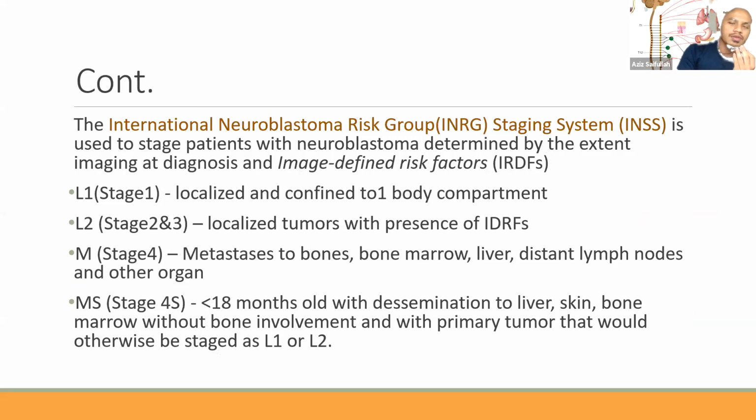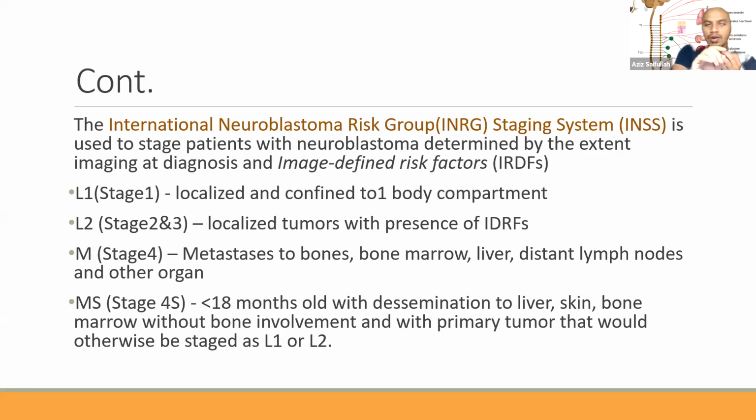And the most important part in diagnosis and also in management is to use the International Neuroblastoma Risk Group, INRG, or staging system, INSS, which is used to stage patients with neuroblastoma. Basically, it's from the extent of imaging, a diagnosis, and image-defined risk factors. Image-defined risk factors are a group of parameters that may be used to evaluate the extension and also the severity of the neuroblastoma.